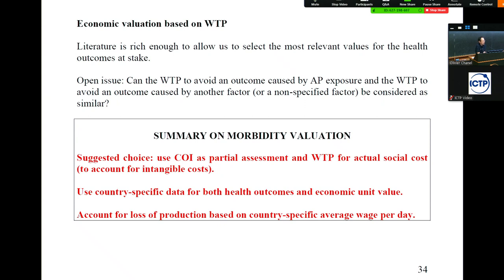or it's not specified in the study? So to sum up what we can do with morbidity variation, the suggestion is to use the cost of illness as a partial assessment and the willingness to pay for the actual overall social cost that accounts for intangible cost. Intangible costs are accounted for because when you are asked how much you are willing to pay to avoid being asthmatic, you also consider all the pain, suffering, and discomfort due to the fact that you are asthmatic, in addition to the potential reduction in your life expectancy if your asthma is severe.